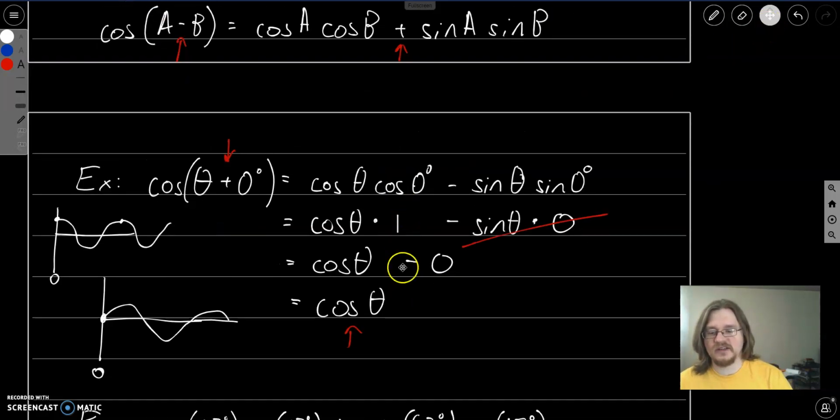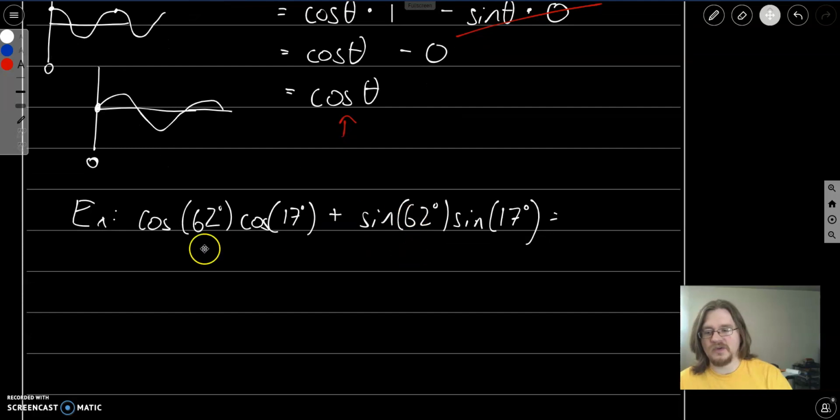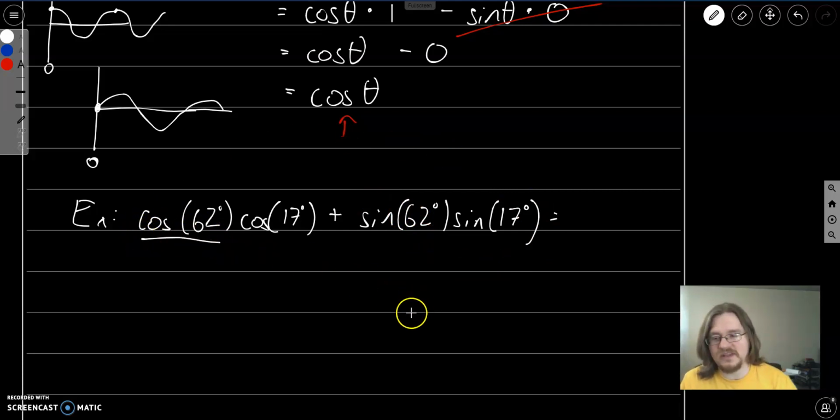So let's take a look at another example here. We've got the cosine of a 62 degree angle times the cosine of a 17 degree angle plus the sine of a 62 degree angle times the sine of a 17 degree angle. Well, this just looks like a big mess because I certainly couldn't compute the cosine of a 62 degree angle in my head. I would have to use a calculator. The same way with the cosine of a 17 degree angle or the sine of those angles either.